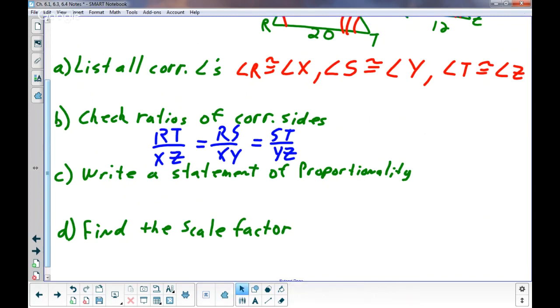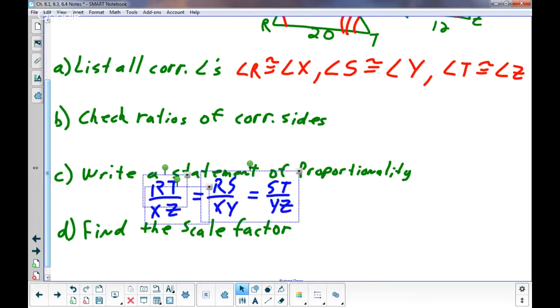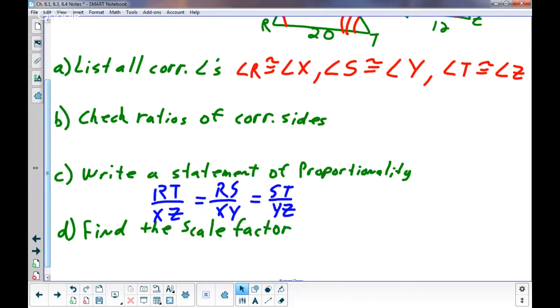And what I just did there is actually part C, which is the statement of proportionality. Unlike a similarity statement where we're saying this object is similar to this object, a statement of proportionality sets up every proportion among all corresponding sides. So RT to XY, or XZ, RS to XY, and ST to YZ. And so we can check the ratios.